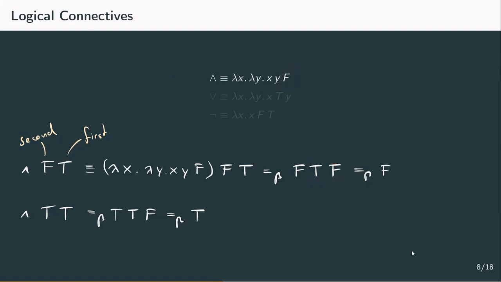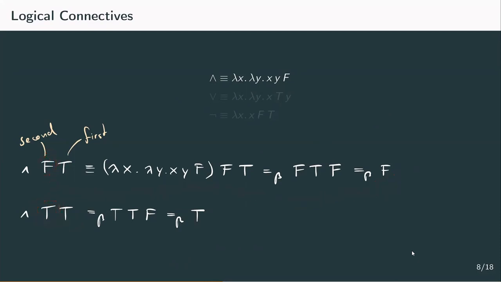However, if the first input is true, we will return the second input, which is true if and only if both inputs were true. So this lambda term basically tells us to only look at the Boolean value of the second input if the first one is true, since we'd already know that we should return false if the first input is already false.